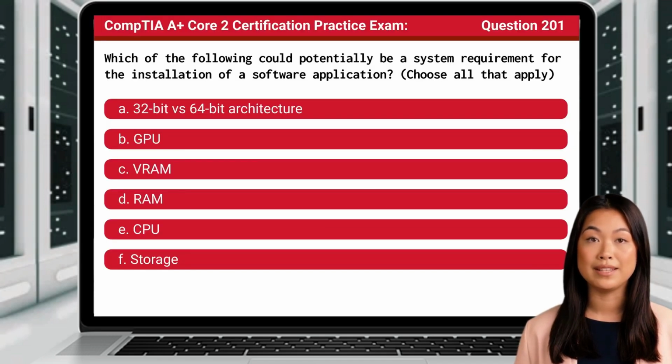Question 201. Which of the following could potentially be a system requirement for the installation of a software application? Choose all that apply.